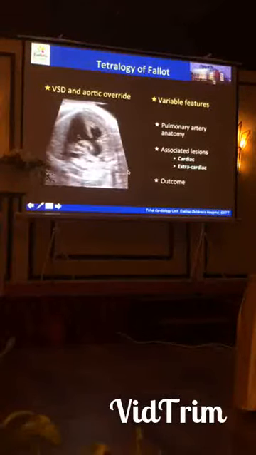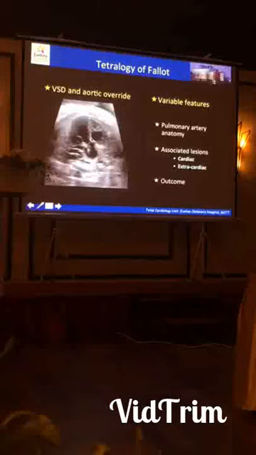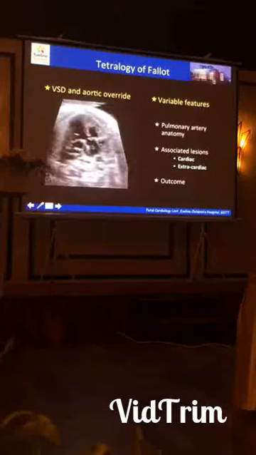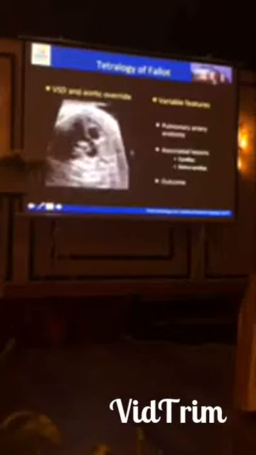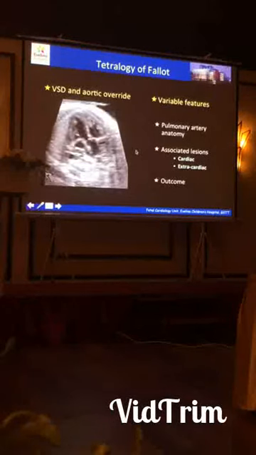Then coming up, we will see the VSD and override, as you're seeing here. Okay, so this is right ventricle, left ventricle, here's the ventricular septum. Here is the ventricular septal defect, this is the aortic valve overriding the defect, and this is the aorta here. So very typical appearance. What will be variable will be the pulmonary artery anatomy. It can be just a little bit small pulmonary artery, it can be very, very small, and there can be other associated lesions, which can be both cardiac and extracardiac, and obviously then the outcome will be variable depending on what else you're seeing.